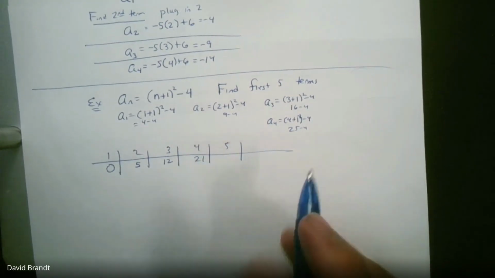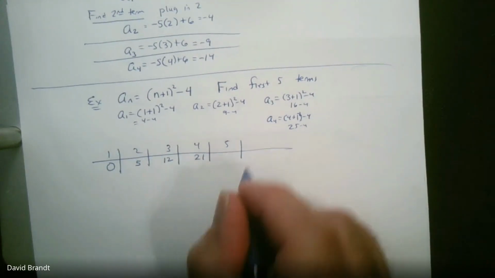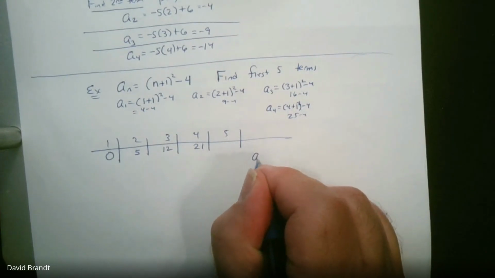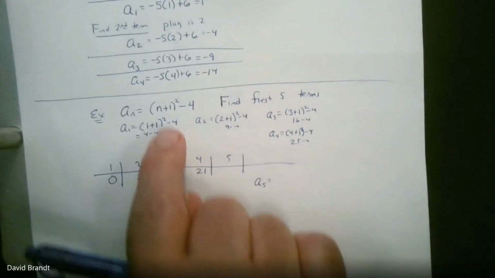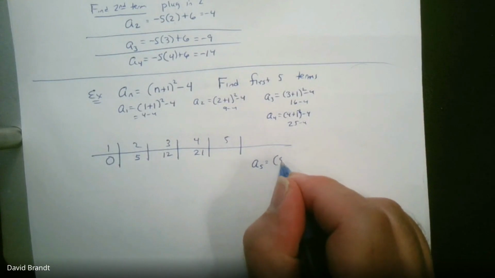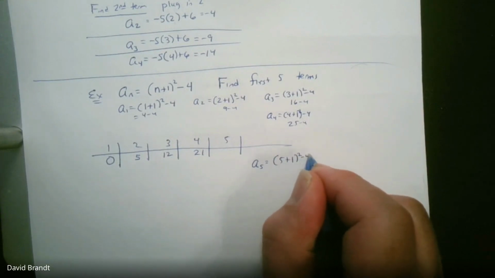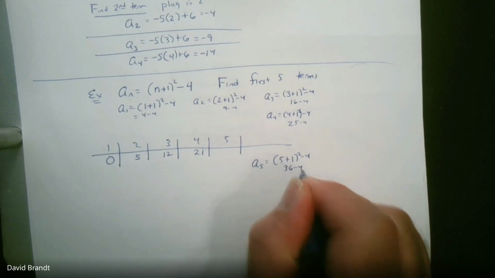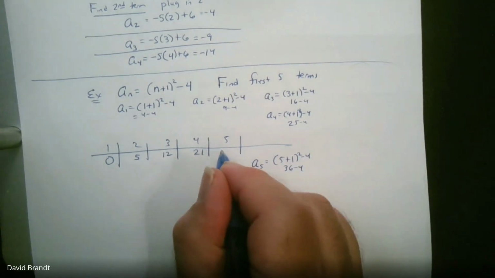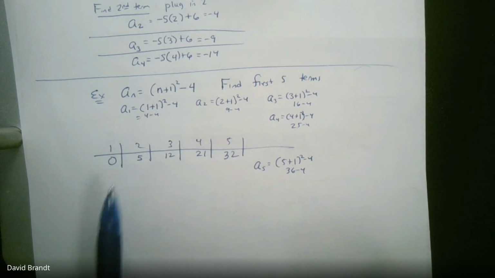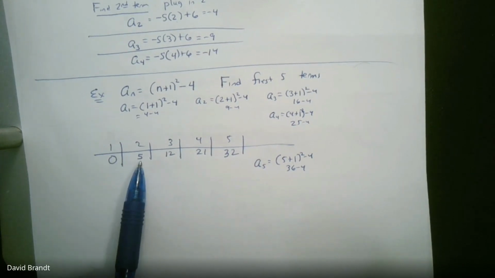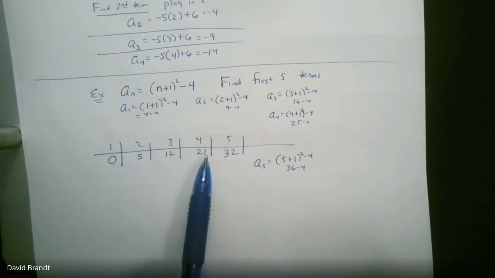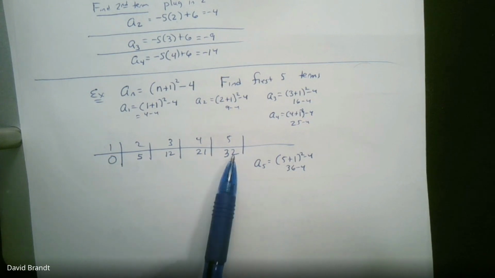And finally, to find the fifth term, we're going to plug in 5. I know my work is messy. A sub 5, I'm going to plug in 5 where I see the n. (5 plus 1) squared minus 4. 5 plus 1 is 6. 6 squared is 36. 36 minus 4 is 32. All right. So the first term is 0. The second term is 5. The third term is 12. The fourth term is 21. The fifth term is 32.